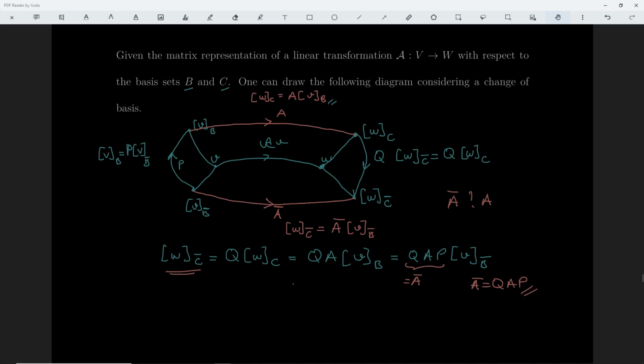Remember that previously, in order to find the matrix representation of a linear transformation, we were studying the linear transformation of the basis sets, and we were trying to express the linear transformation of every single basis vector in terms of the basis sets in our codomain. Without all these hassles, by just inspecting those Q, A, and P matrices, I can write down the matrix representation of the linear transformation with respect to new basis sets, B bar and C bar. So that may be handy in many situations.